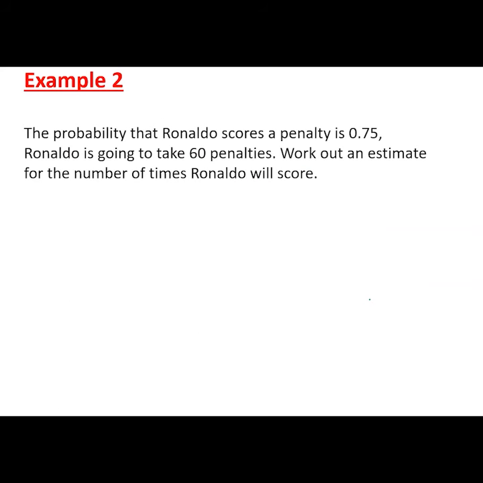Question 2. The probability that Ronaldo scores a penalty is 0.75. Ronaldo is going to take 60 penalties. Work out an estimate for the number of times Ronaldo will score. Okay, so we need to find the number of times Ronaldo will score, so the number of successful outcomes.